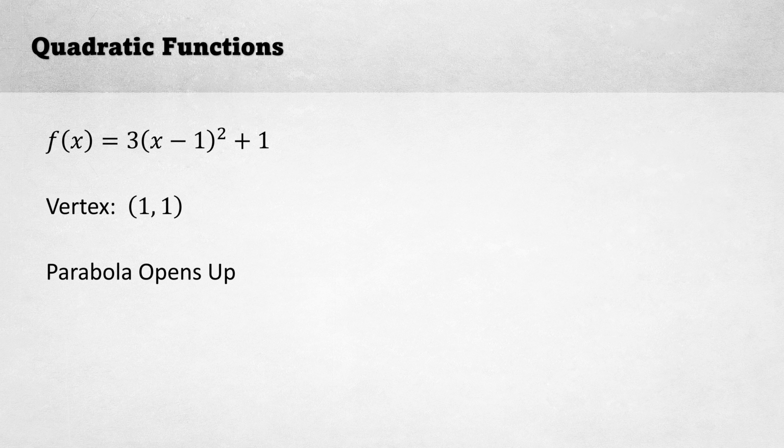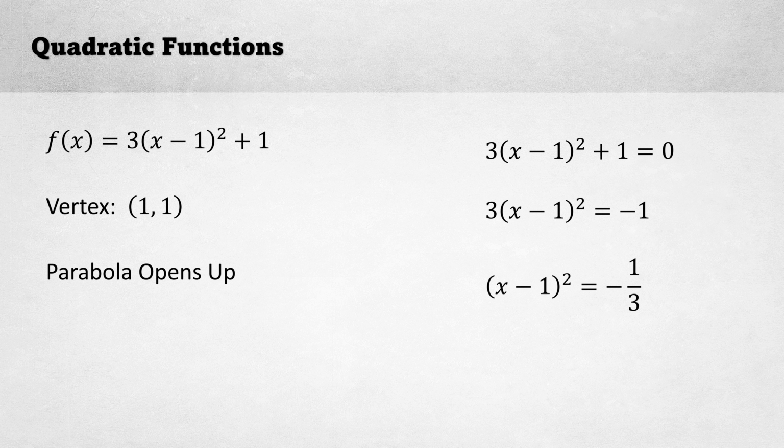To find x-intercepts, we set y to 0. To solve for x, we first subtract 1 from both sides and then divide by 3. We can see that no real number squared will ever be negative, so there are no x-intercepts. We can also see that the vertex is at the point 1, 1 and the parabola opens up, which indicates that the parabola will not intersect the x-axis.